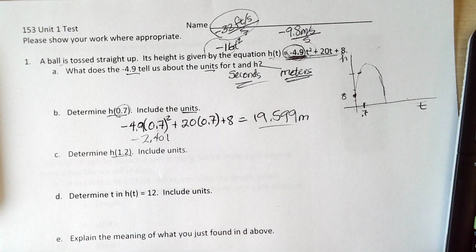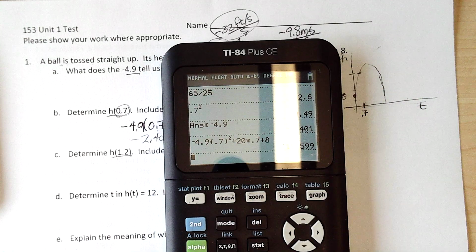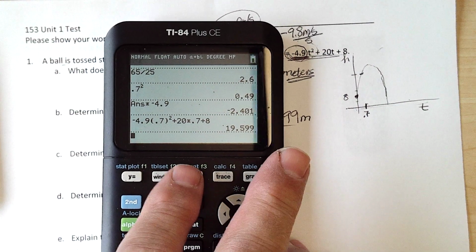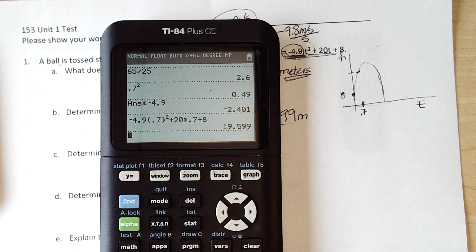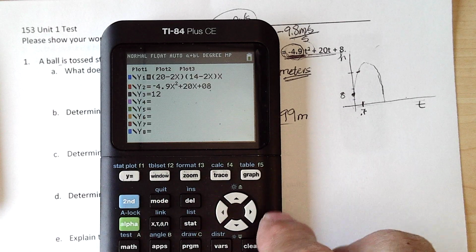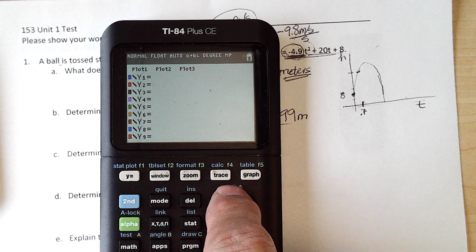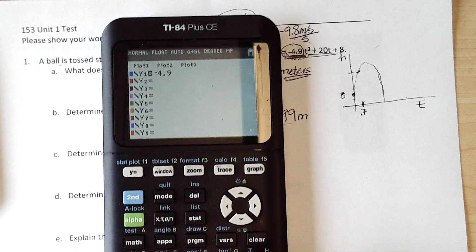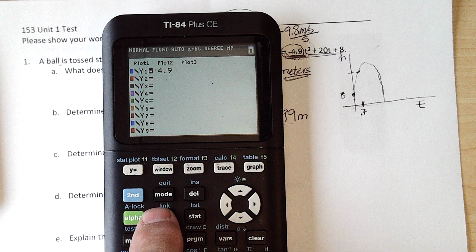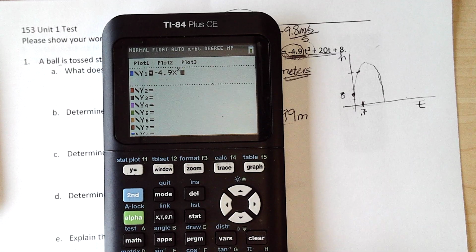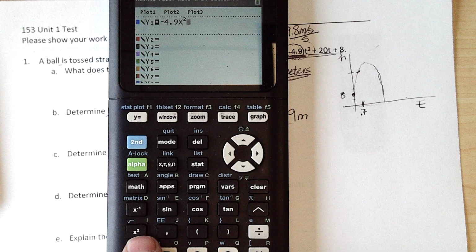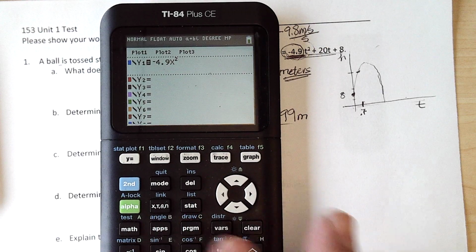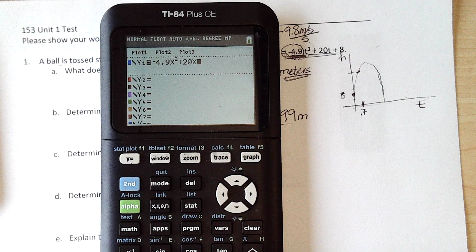Now, if I want to put in 1.2, I can go back to here, but I'm going to show you an easier way to enter numbers into an equation. So I'm going to go to y equal, I'm going to clear all these, and I'm going to type in the equation. Negative 4.9, and I know it says t squared, but on the calculator it likes x, and x is right here, so I can just go x squared. There's the square button right here, plus 20x, so x is my t, plus 8.